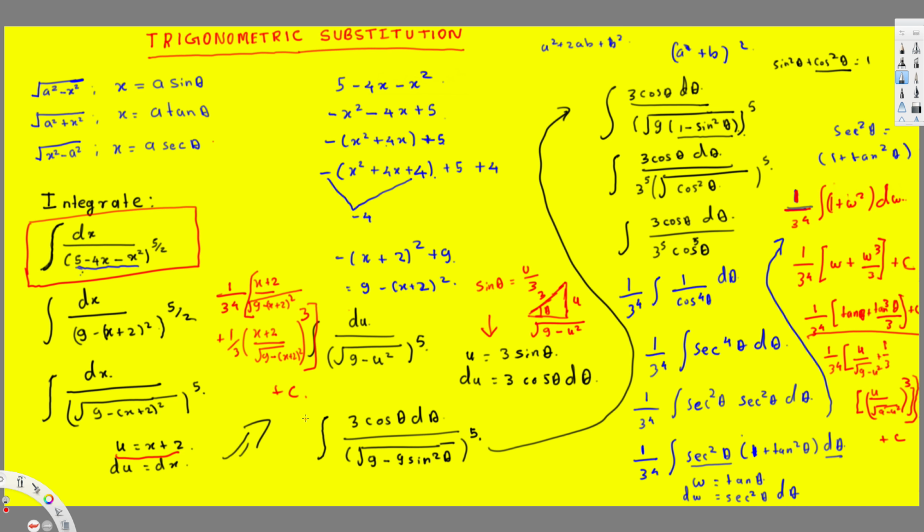It's a little bit messy right here. Since we don't have enough space, we can't do anything more. So this is the final answer: 1 over 3 to the power 4 times x plus 2 over square root of 9 minus x plus 2 square, plus 1 over 3 times x plus 2 over square root of 9 minus x plus 2 square, all to the power cube. This is all together cubed because this is tan cube, plus constant, and that is the final answer.